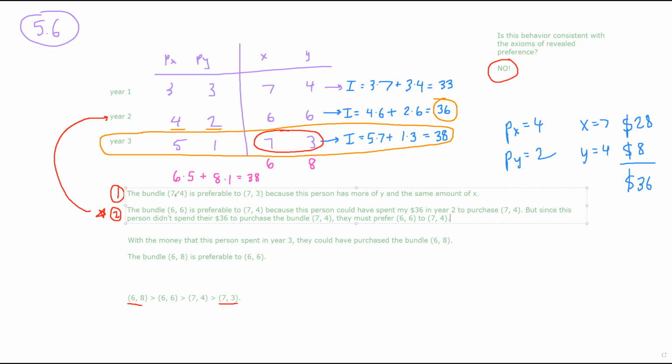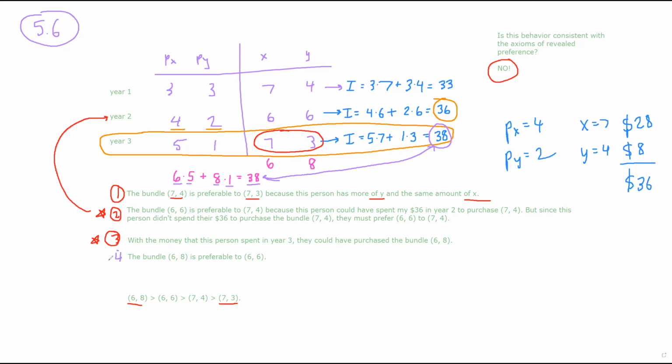The next step is harder. This is another hard one. With the money that they spent in year 3, so that would be the $38 here, we could have purchased the bundle 6.8. And just to quickly check, 6 times 5 would be 30. If I bought 6 units of X at $5 each, that'd be 30. And if I bought 8 units of Y at $1 each, that would be $38, the same amount of money that I spent in year 3. But I didn't choose to purchase 6.8. I chose to purchase 7.3.